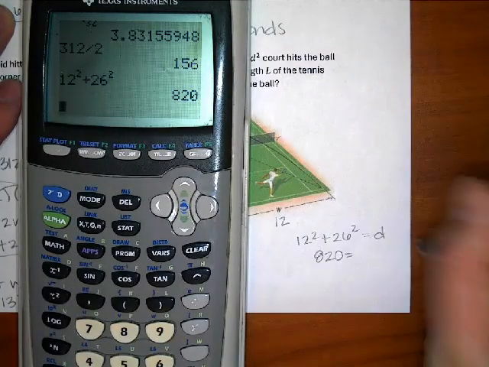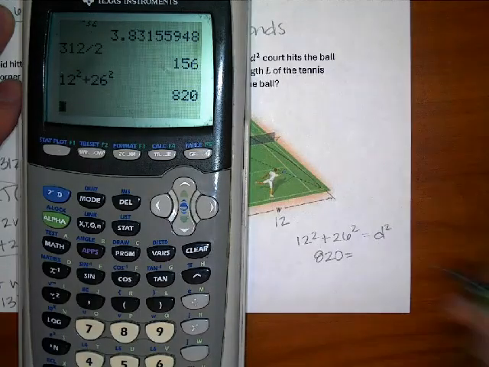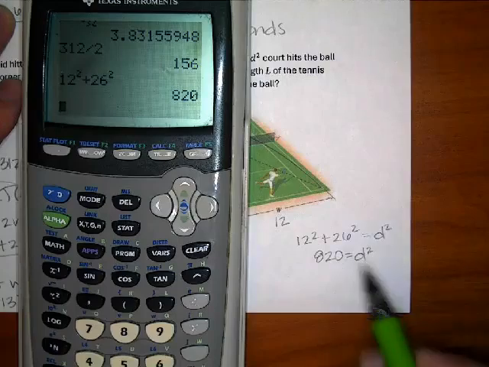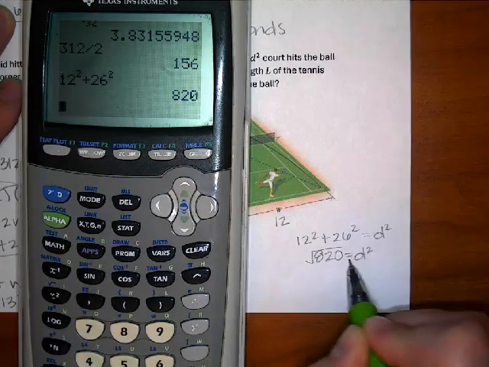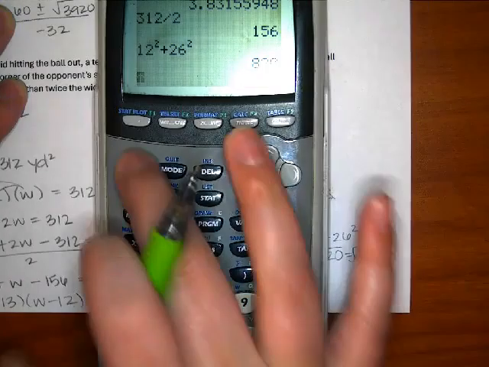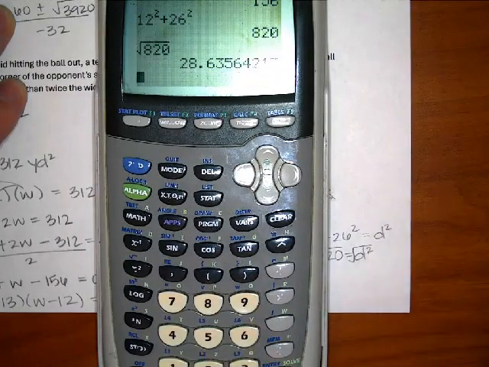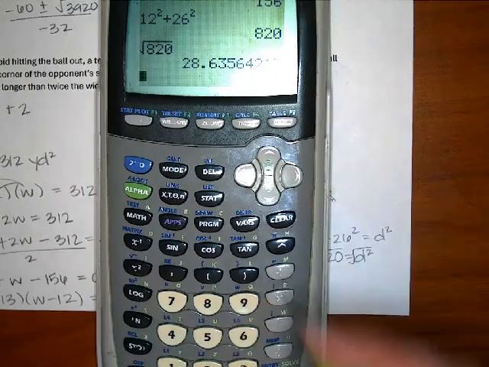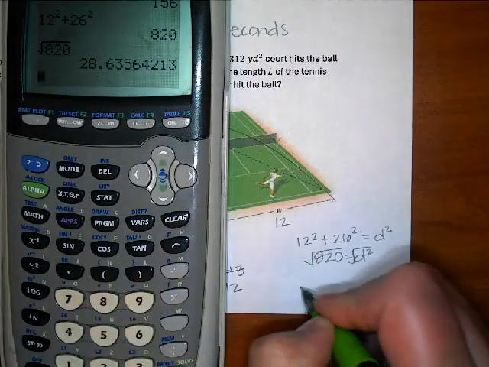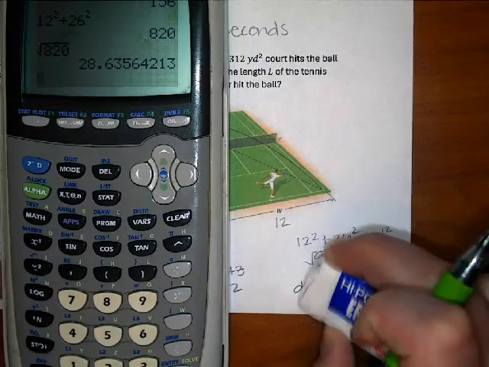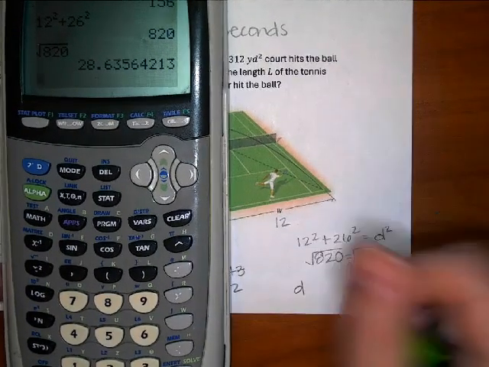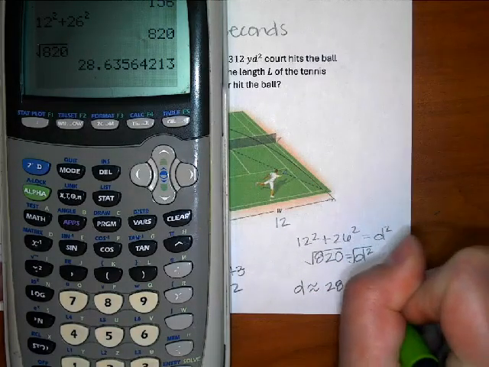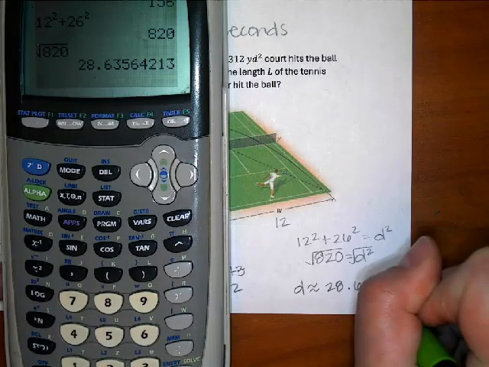A squared plus b squared equals c squared. And so now I need to take the square root. And we know with square roots we always take the positive and the negative answer, but a negative distance doesn't make sense. So I'm just going to use the positive version. So the distance between one corner of the court and the other, where that tennis ball was hit, is a distance of 28.636 yards. Whew, and there we go.